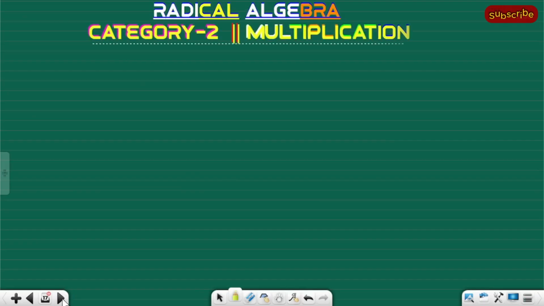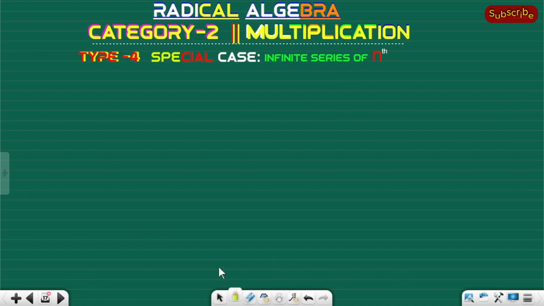Let's go to type 4, a special case. Here it is an infinite series but not a square root. In the previous one it was a square root, but here it is an nth root. Square root means 2, right? But here it is nth, or any other number, 3, third root or fourth root or fifth root. Then how do we solve this? Let's check.